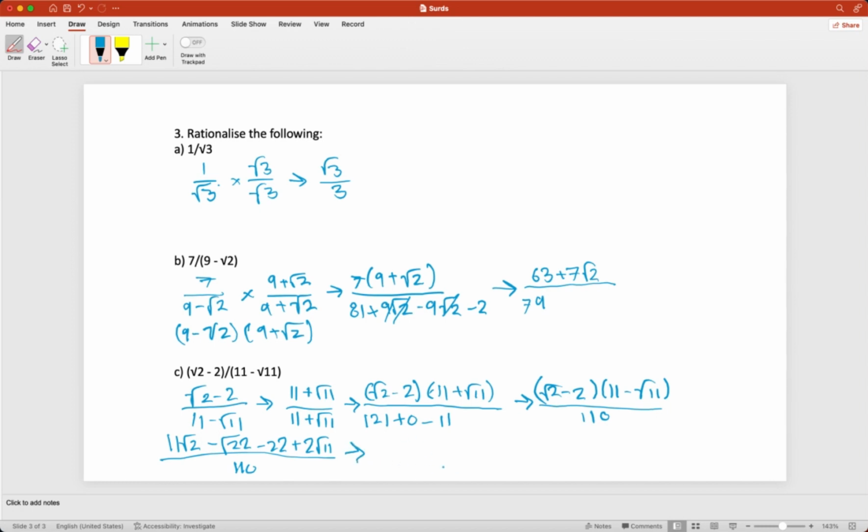And then you just put them all in order. So, hold on. So square root 22. Actually no, let's not do that. So 11 square root 2 plus 2 square root 11 minus square root 22 minus 22. And that is your answer. It's a big number, but just break it down, do it slowly, you'll get it right.